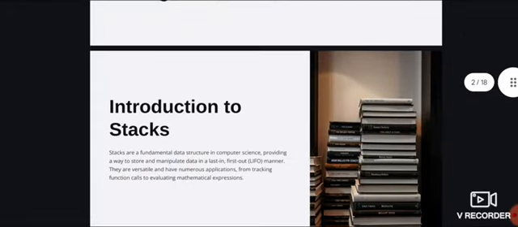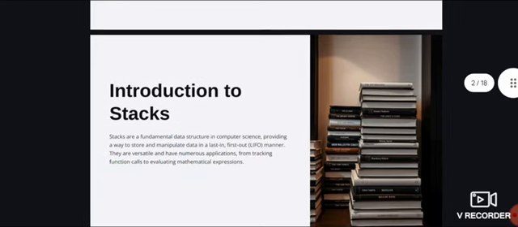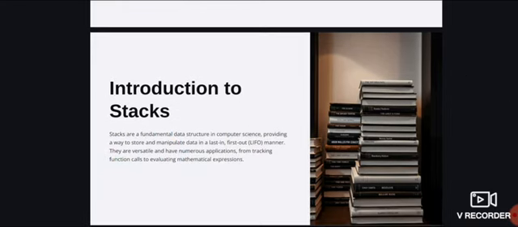What do you mean by stack? Stacks are a fundamental data structure in computer science, providing a way to store and manipulate data in a last in first out manner. They are versatile and have numerous applications, from tracking function calls to evaluating mathematical expressions. In simple words, a stack has only one end. Both insertion and deletion operations can be performed through only one end.